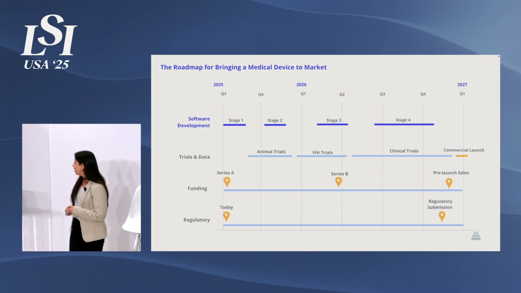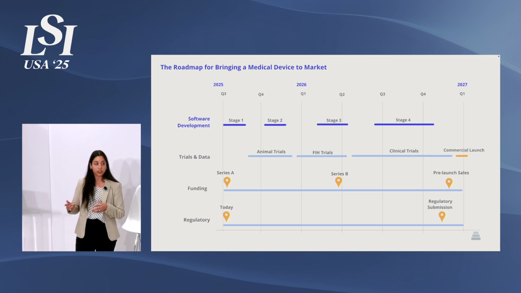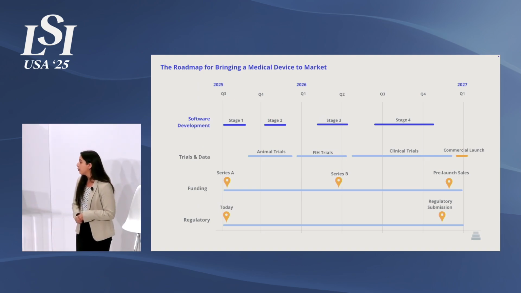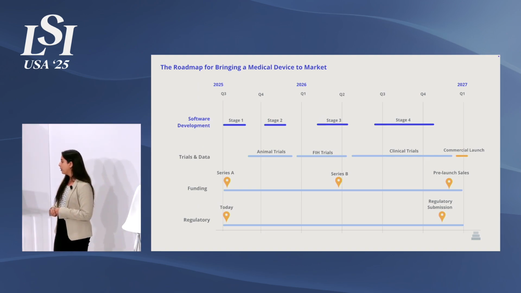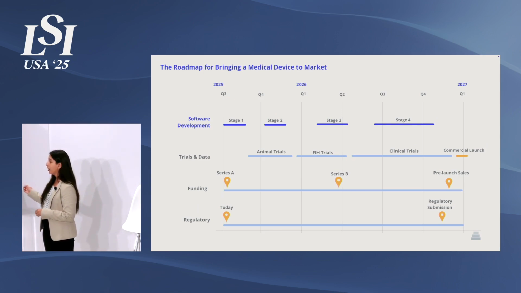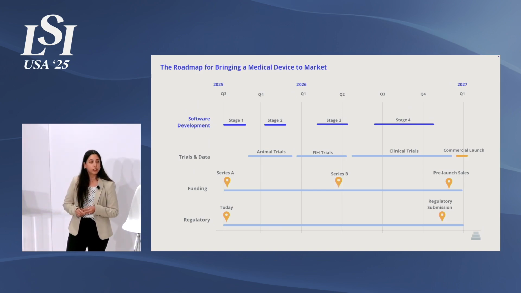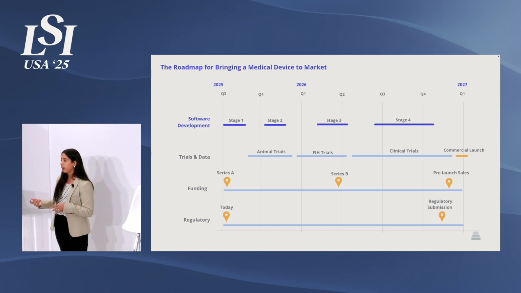So what Agile lets you do is start building and only tackle the features that make sense for whatever stage you're at. For example, you can see here we've adapted the software development stages to the trials and the data. For example, right before animal trials, preclinical, you can start working on the features that you'll need right then.